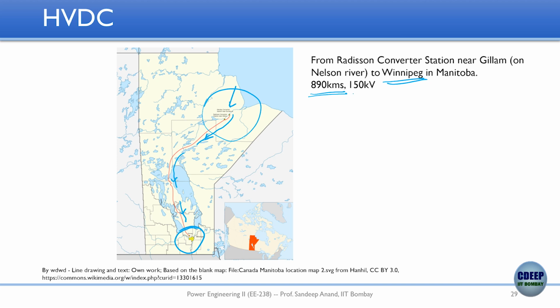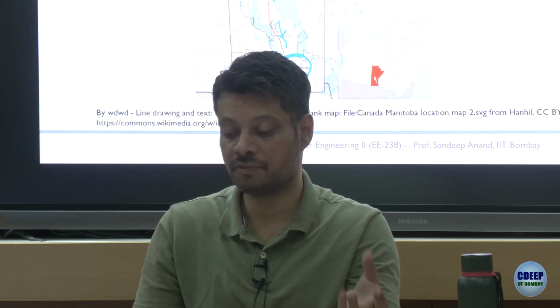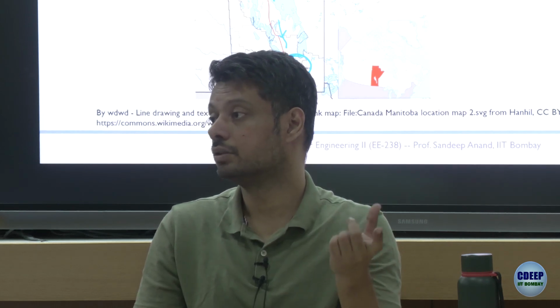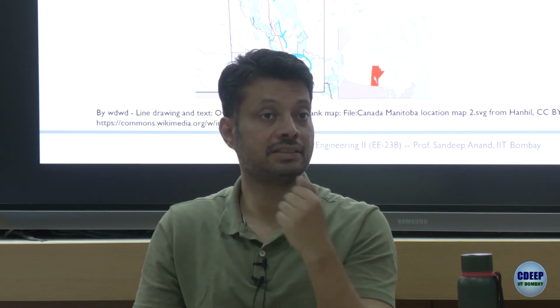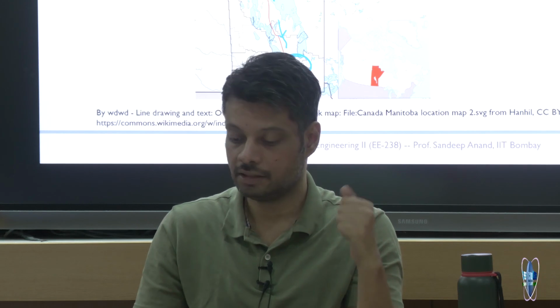Okay. The transmission was happening at 150,000 volts DC, right? And that's why we call it high voltage. It's not 150 volts DC, it's 150 kV DC, right? So 150,000 volts flows through this DC line or cable, right?